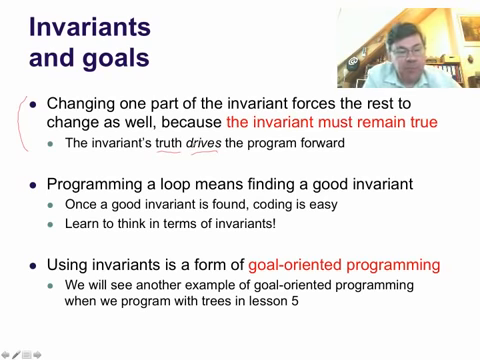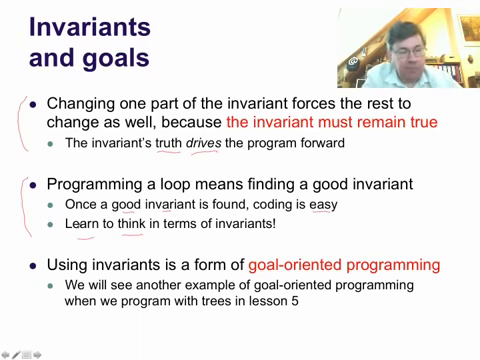It's like a motor. Programming a loop means finding a good invariant. So once you find a good invariant, the coding part is easy. So the whole trick is learn to think in terms of invariants. Loops are invariants. Thinking of loops is thinking with invariants. So don't think of loops as calculations that are repeated. Think of loops as formulas that are true, as invariants, and see how you can push them to go in the direction you want.